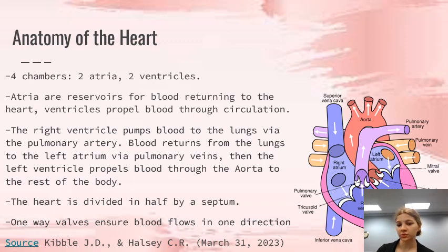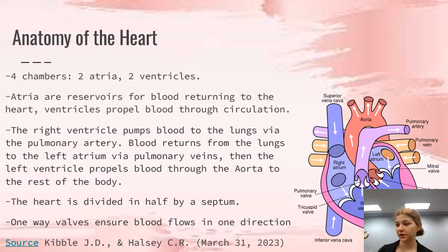It receives oxygen-deprived blood from the body and pumps it to the right ventricle, which is down here. Then the right ventricle pumps blood down to your lungs. Then blood returns from the lungs to the left atrium, and this is oxygen-rich blood, which then goes to the left ventricle. The left ventricle propels this blood to the rest of the body.